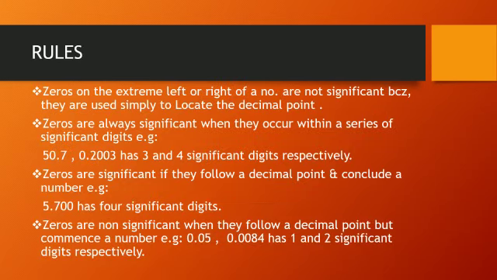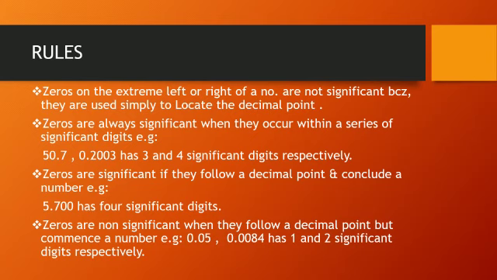There are some rules for significant digits. The first is zeros on the extreme left or right of a number are not significant because they are used simply to locate the decimal point. Zeros are always significant when they occur within a series of significant digits. For example, 50.7 has three significant digits and 0.2003 has four significant digits.